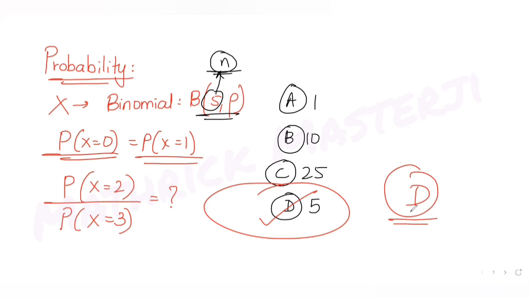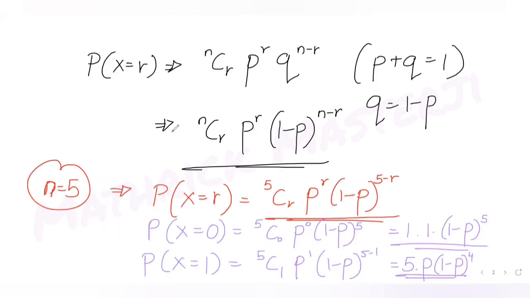I hope you have understood how to solve this type of question which deals with the ideas of the binomial theorem. So we just applied the same formula for the binomial theorem, which is nCr, p raised to r into q raised to n minus r, where the probability of success, that is p, and the probability of failure, that is q, sum to the total probability, which is 1.